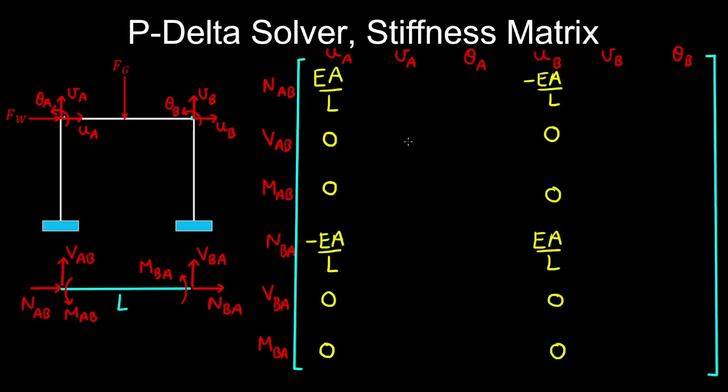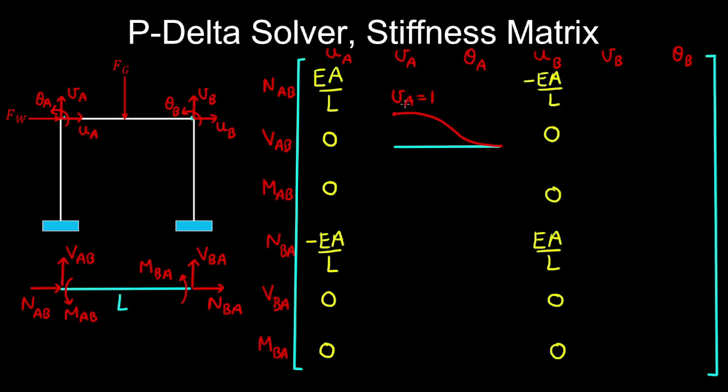Now in the second column, we apply a unit lateral displacement in the vertical direction and fix all the other degrees of freedom. So given there's no rotation at A and no displacement and rotation at B, the deformed shape of the beam would look something like this. So it'll be like a double cantilever.